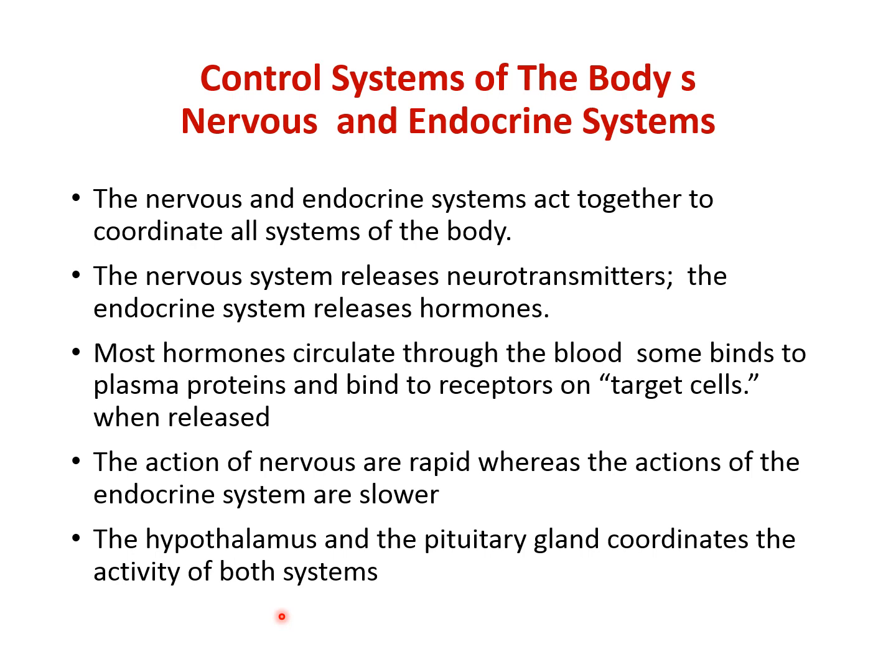Here is an overall view about the control systems of the body. I'm sure you know that we have a couple of control systems, the nervous system and the endocrine system, and these two systems work together basically to coordinate and integrate our body functions.